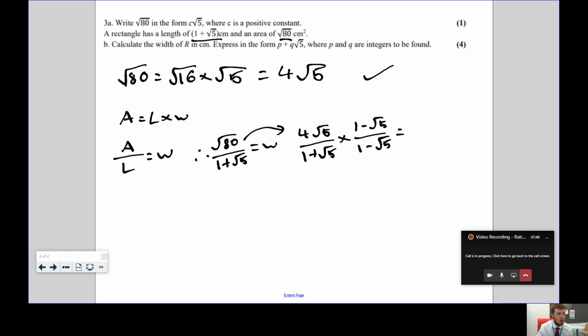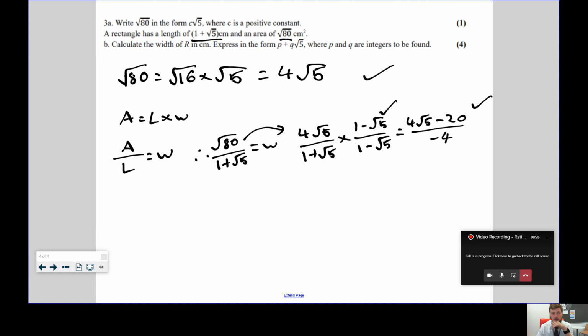So looking at this, the top, 1 times 4 root 5 is just 4 root 5. And 4 root 5 times negative root 5, that's going to be negative 4 times this 5, so it's going to be subtracting 20. And along the bottom, I've got the difference of 2 squares. It's going to be 1 take away 5, which is going to be negative 4. So this would be my second mark. Sorry, my second mark would be for using this, and my third mark would be for getting 4 root 5 minus 20 over negative 4.